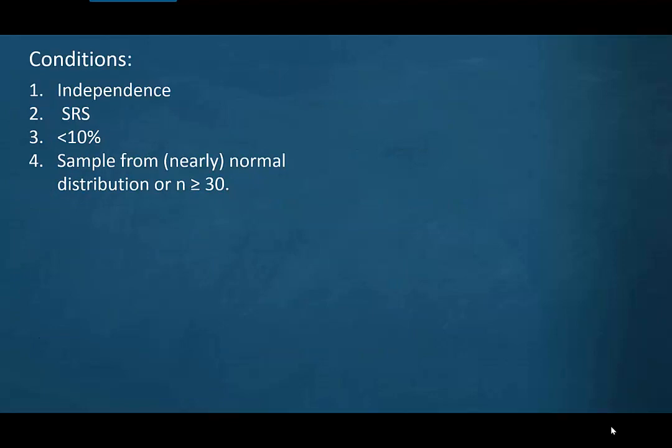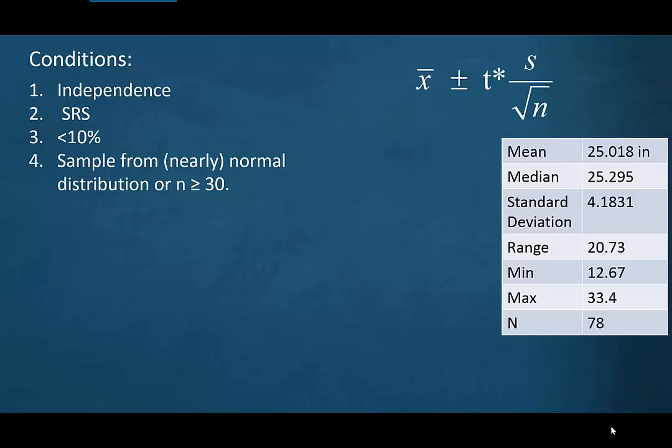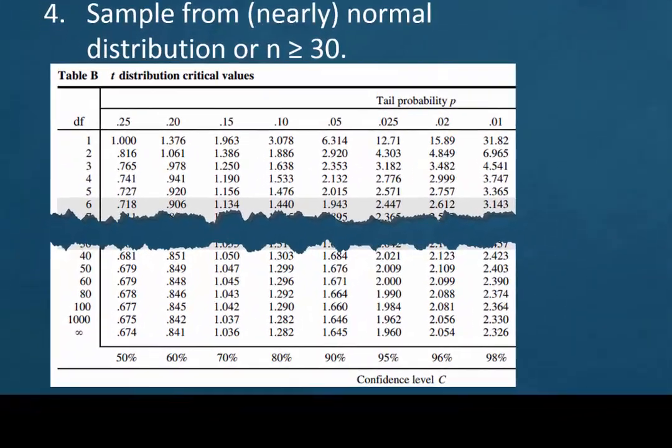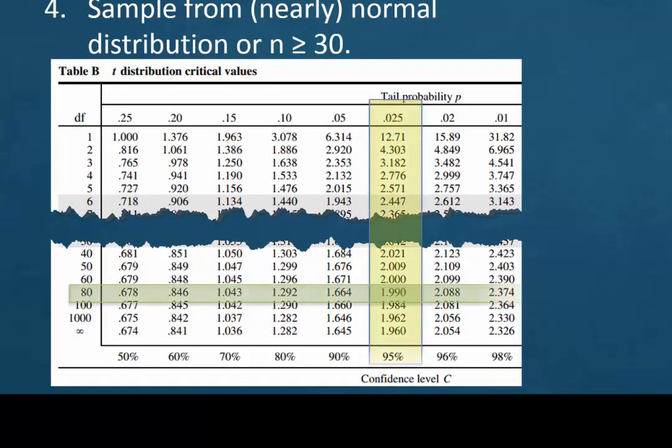We'll first go through our conditions. We're assuming independence, simple random sample. Certainly 78 fish is less than 10% of all the fish in the lake. And since our sample size is bigger than 30, we don't really have to worry about the nearly normal condition. So let's look up our t-statistic in the table. Again, we're doing a 95% confidence interval.